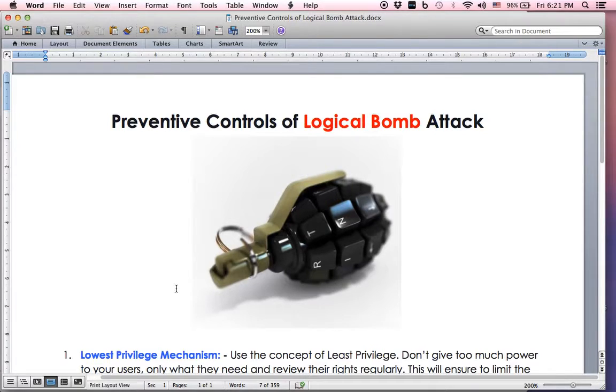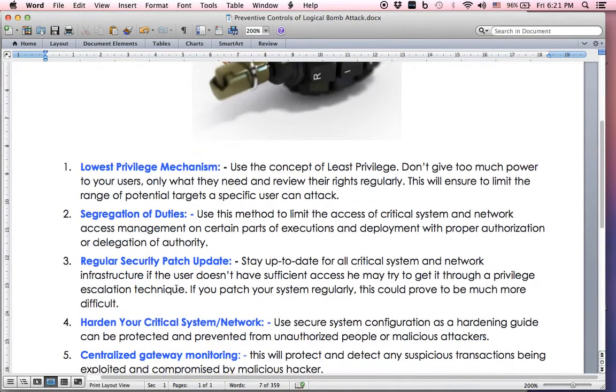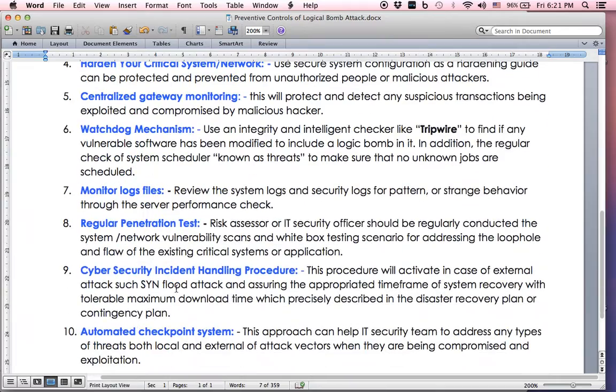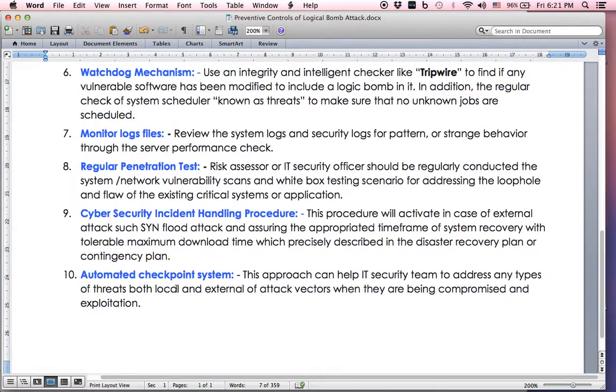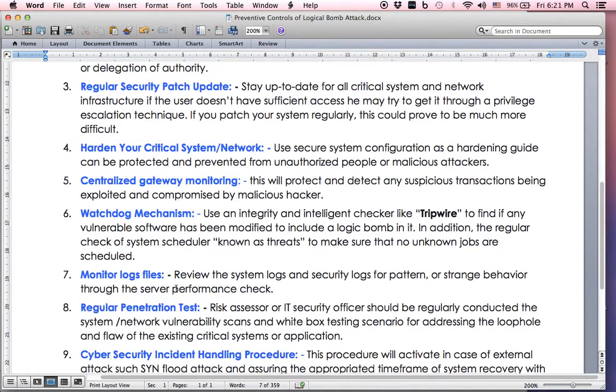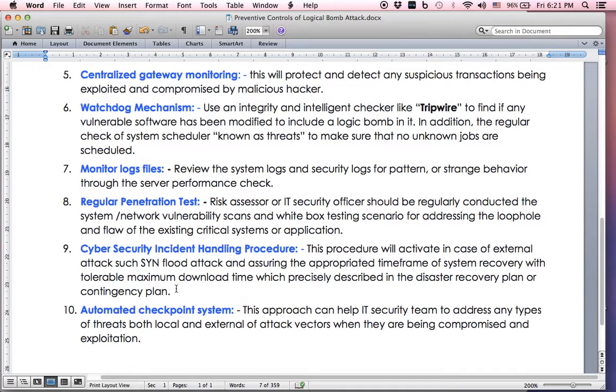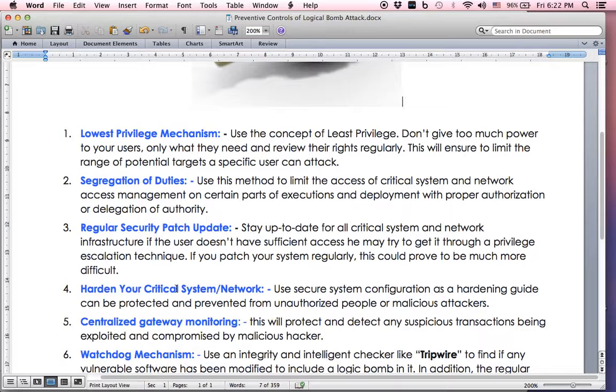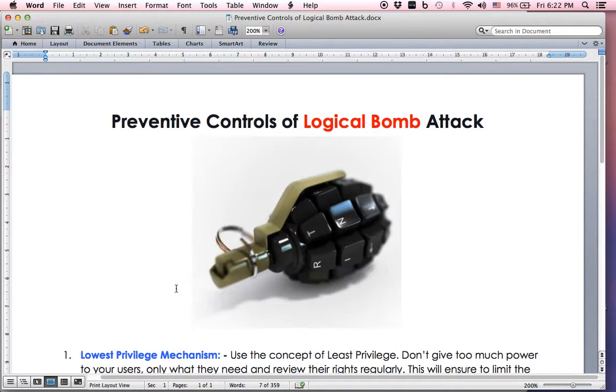So if you are a risk assessor, IT security, IT auditor, IT assurance or IT compliance, you should make sure of the 10 preventive controls that I designed based on my experience. I would like to share them with you one by one, to make sure that you can protect against suspicious activity from the insider attack.